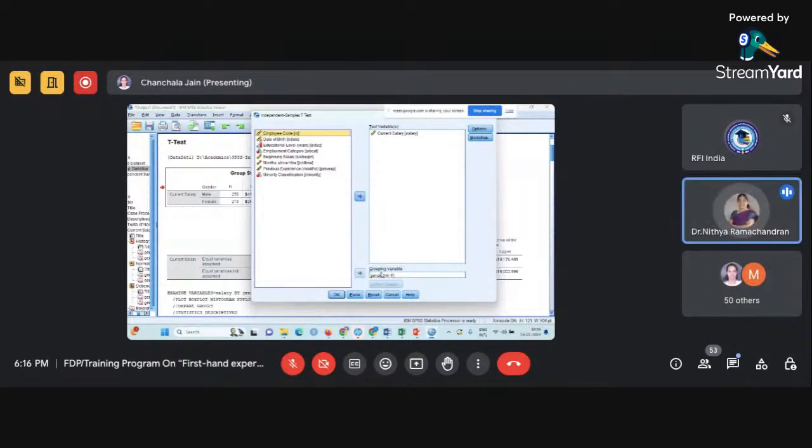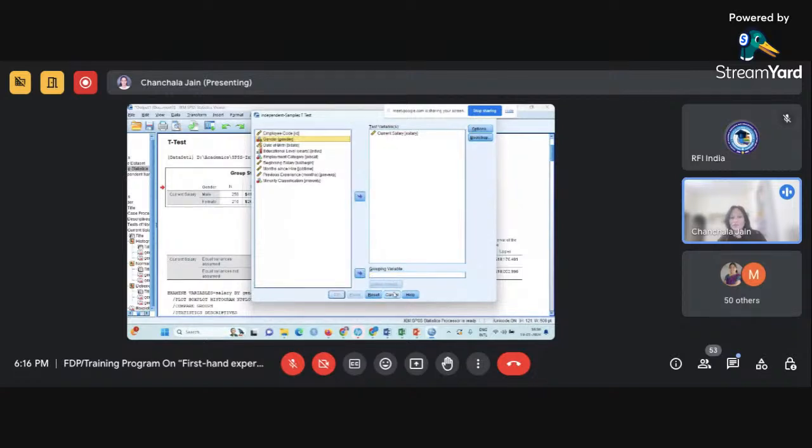No, I have done it, ma'am, because if I go back to the data view, it is showing male, female also. No, not the data view, ma'am. Here you need to define it, once you are performing this test. For example, I'm sending it back and shifting it to the grouping variable box again. Now you can see this button is active. You need to click on this, and here you need to pass M and F, and then press continue.